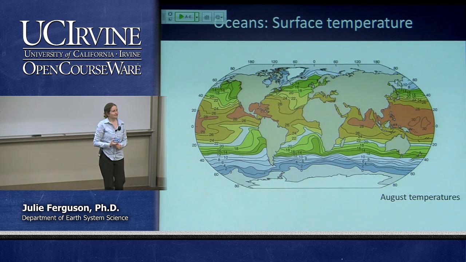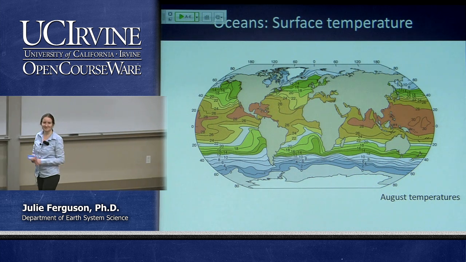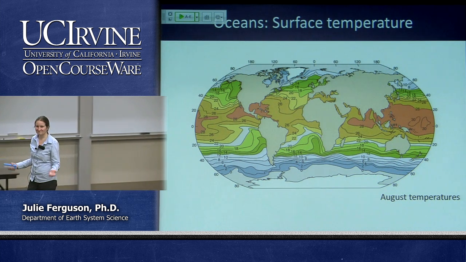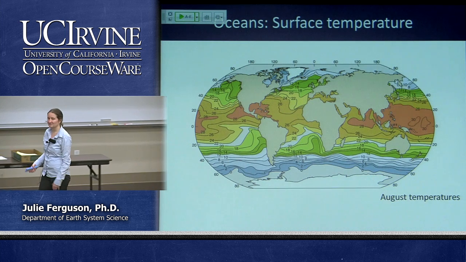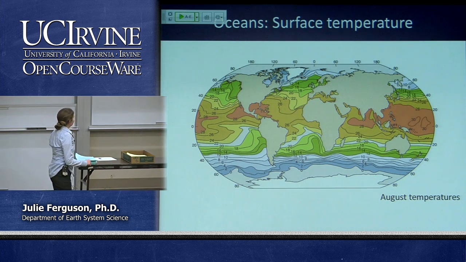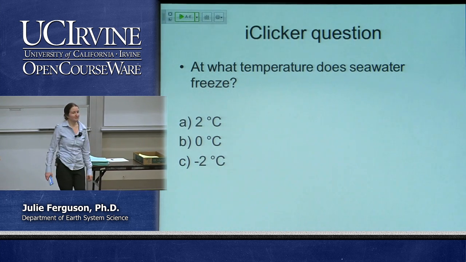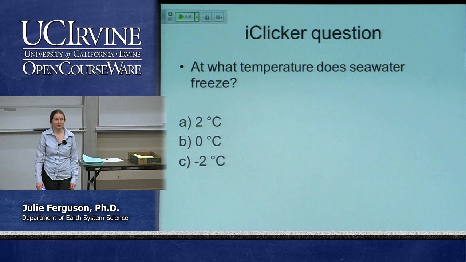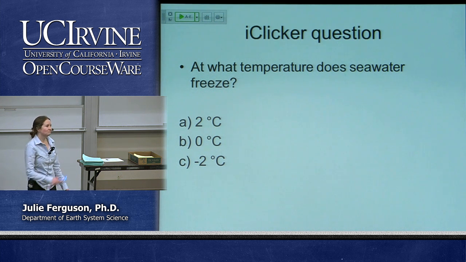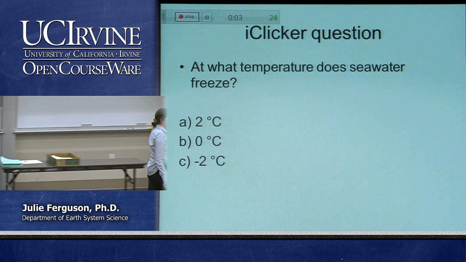Okay, so next let's look at temperature of our oceans. Where is it hottest in our oceans? Near the equator. Where is it coldest in our oceans? Near the poles. Okay, great. Really complicated stuff. So, my question for you is, what temperature does seawater freeze at? What temperature does seawater freeze at?